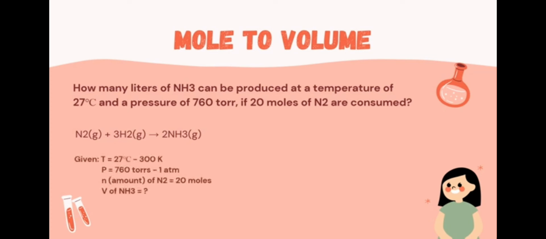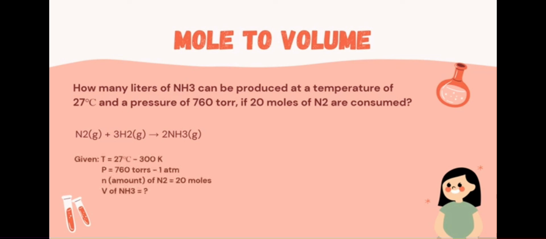Let's state what is given. The temperature is 27 degrees Celsius. We have to convert it to Kelvin by adding 273, so that is equal to 300 Kelvin. Our pressure is 760 torr. To convert it to atm, we divide it by 760, so that is equal to 1 atm. The n, or the amount of moles of nitrogen gas, is 20 moles. And we are looking for the volume of ammonia in liters.